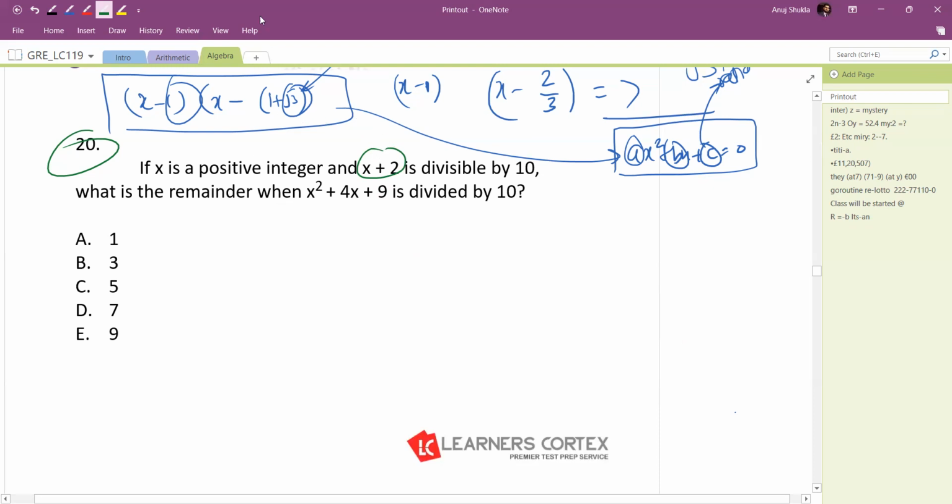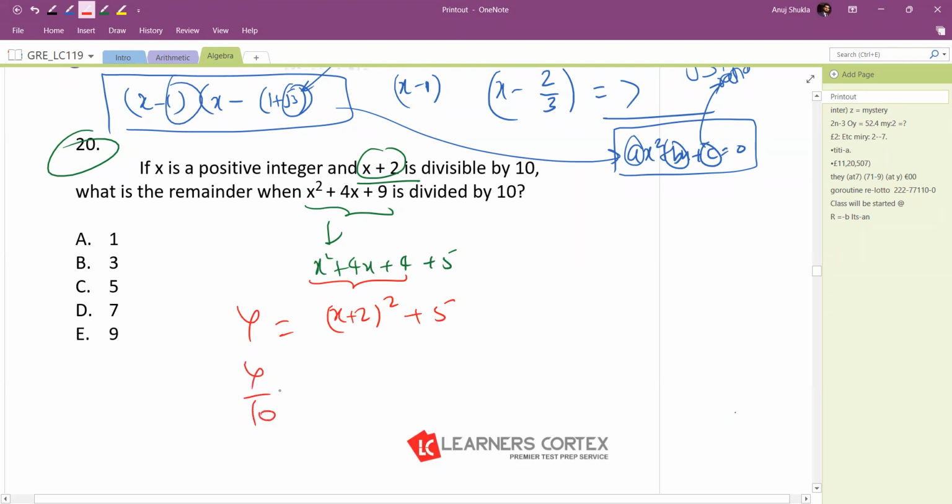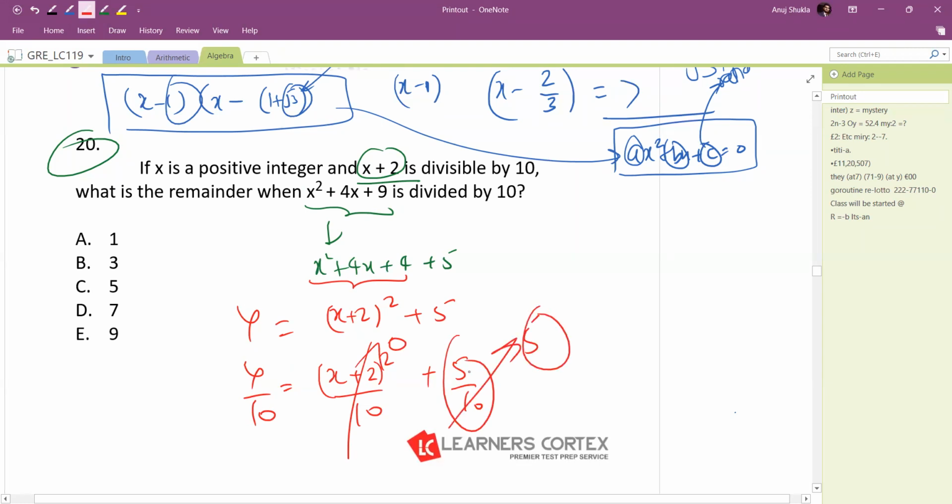So I'll tell you two approaches. The first approach is, if x plus 2 is divisible by 10, right? Now this thing I can write as x square plus 4x plus 4 plus 5. This will make x plus 2 whole square, plus 5, and suppose this total is y. Now y divided by 10 is equal to what? If x plus 2 is divisible by 10, then x plus 2 square is also divisible by 10, so the remainder here will be 0, and 5 by 10 remainder will be 5. So the answer will be 5. Okay.